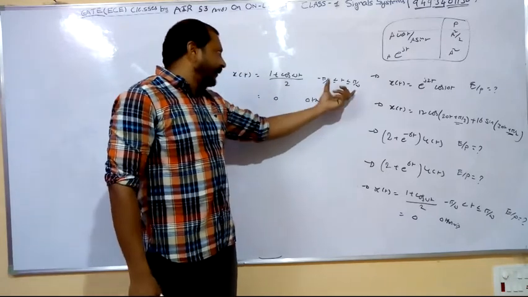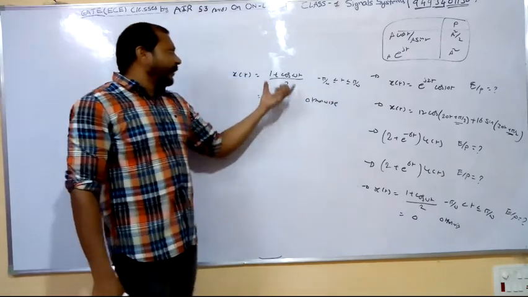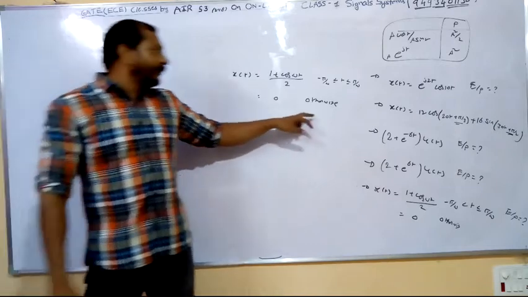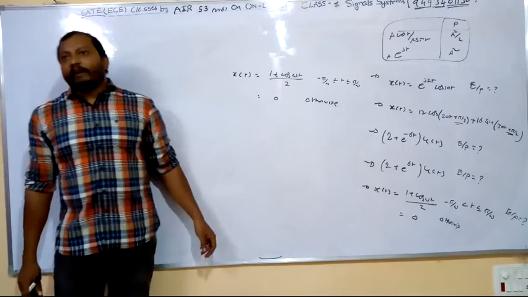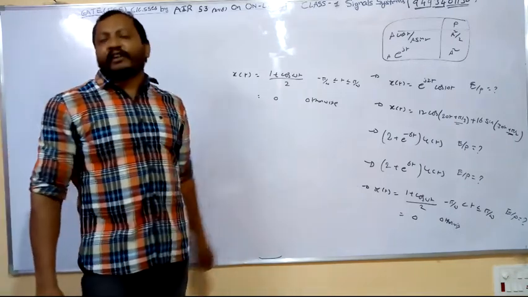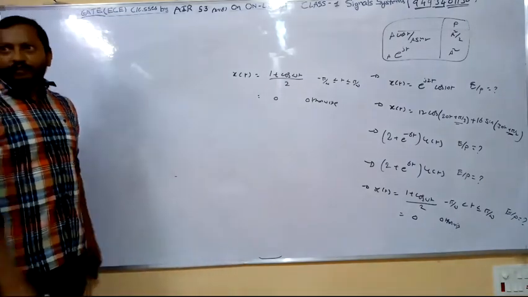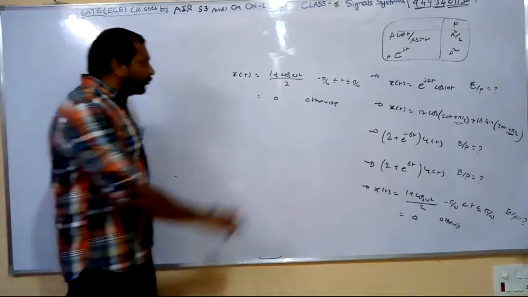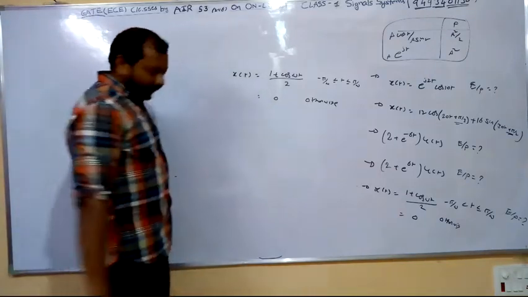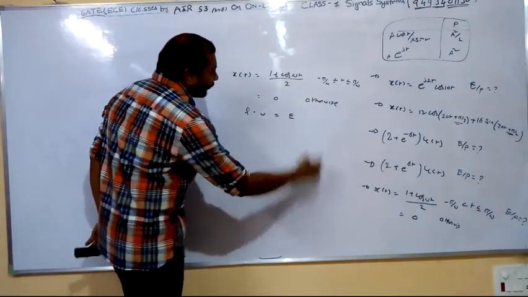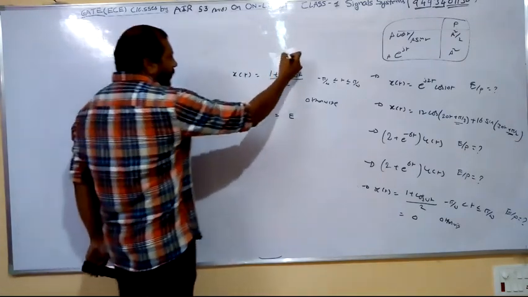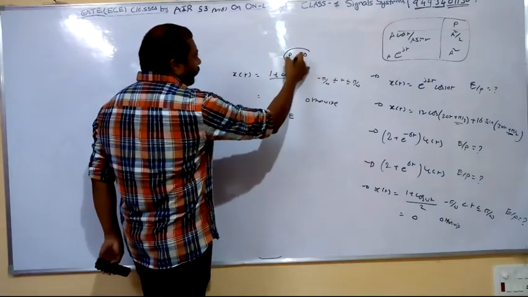What is the final value of this signal? They have given only this particular range. For these particular values of t, the function equals (1 plus cos omega t) by 2. For other values, this value is equal to 0. So the final value of this signal is equal to 0. So the corresponding signal is your energy signal.